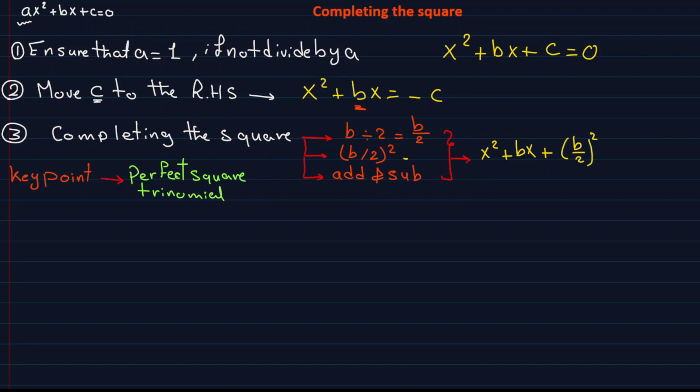If we did this only, the equation is not balanced. Minus b over 2 squared equal to negative c. Now our equation is perfect. We're gonna have a result from a perfect square trinomial, which is which part?